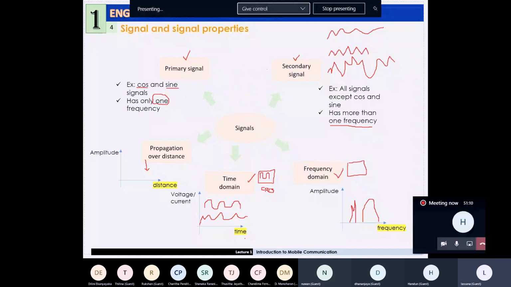And there are certain occasions, especially in mobile communication, when we talk about signal propagation. It means we need to understand the behavior of the signal over distance as well. Therefore, we may draw graphs to show signals over distance, right? Over distance, how does your signal vary? This kind of graph also will be drawn.